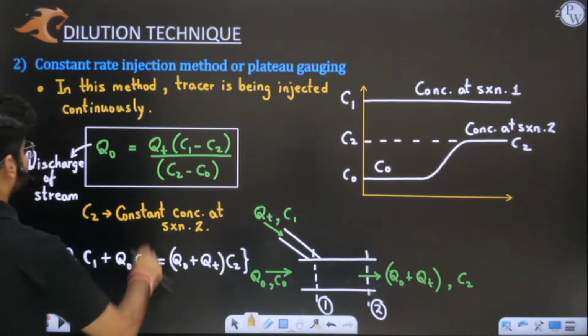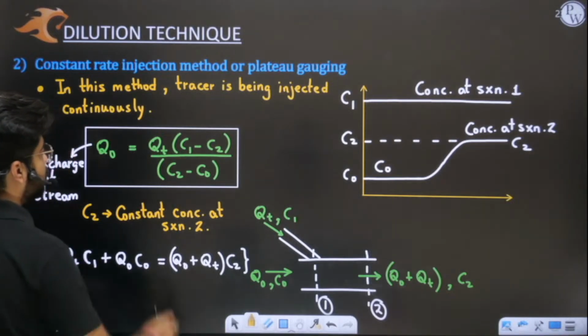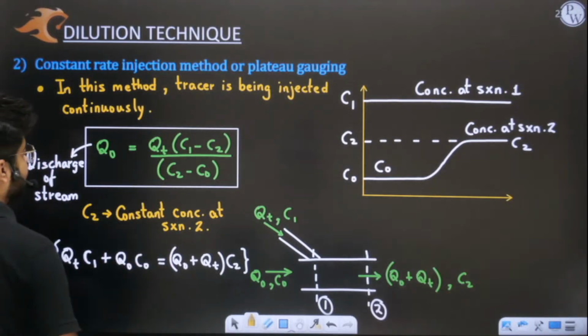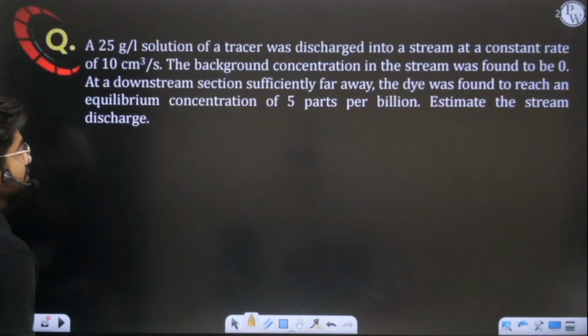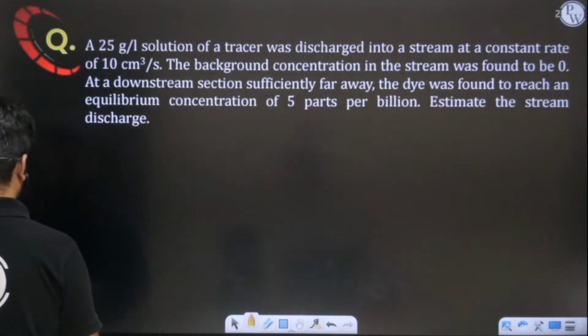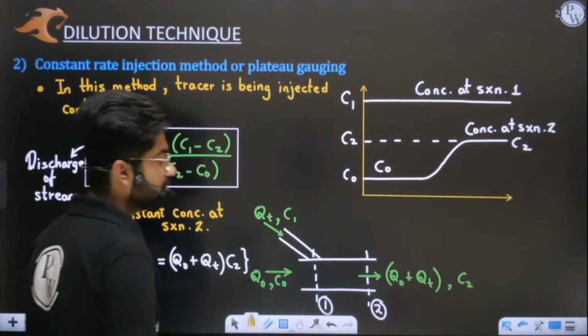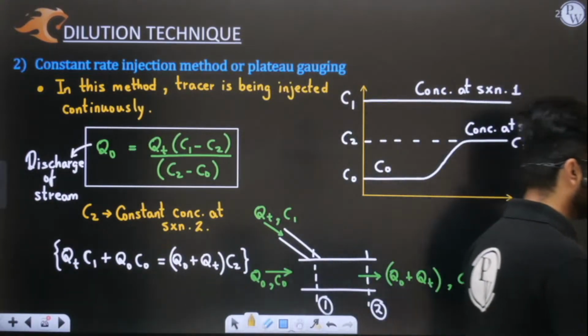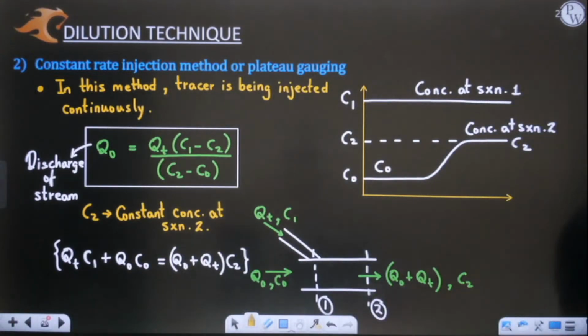Now I will give you an example with the help of which you can use this formula in order to find the discharge of the stream. I hope this formula is clear. Now we'll use one example with the help of which this will be clear.